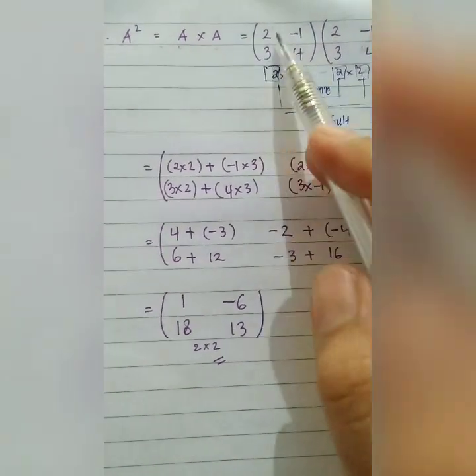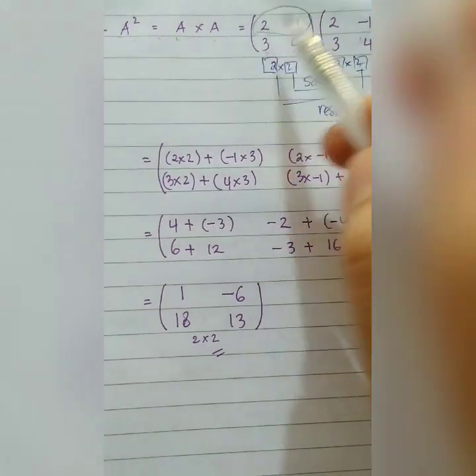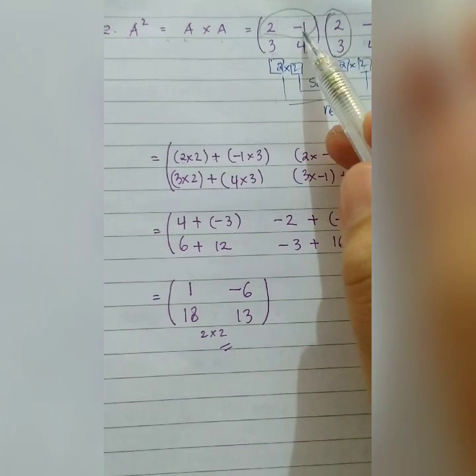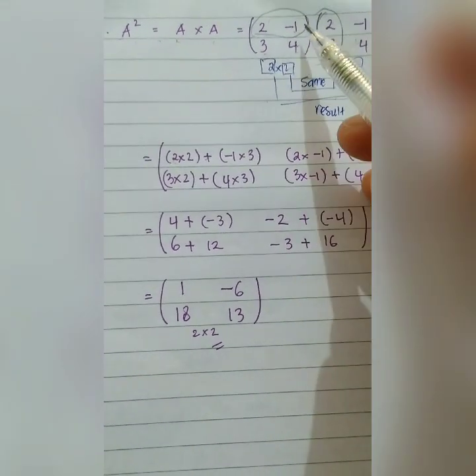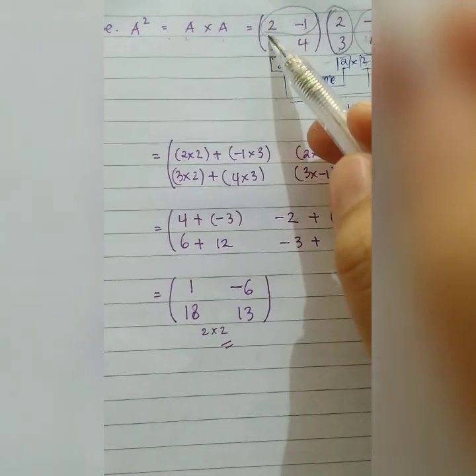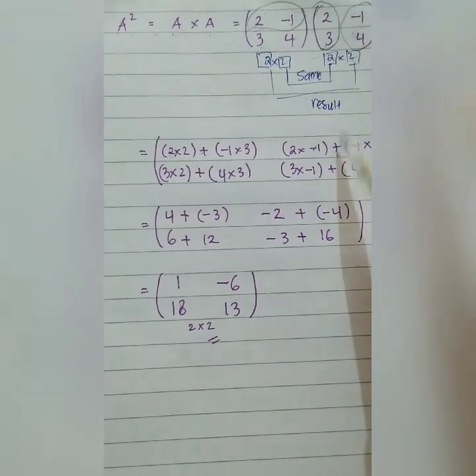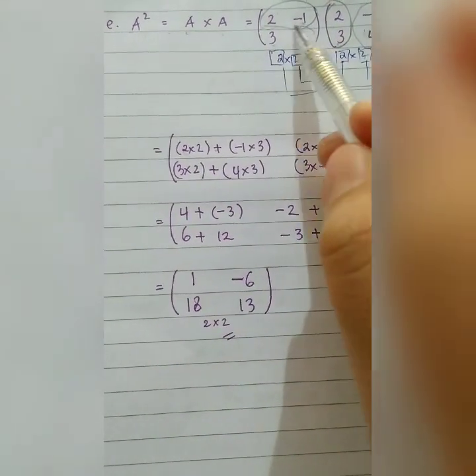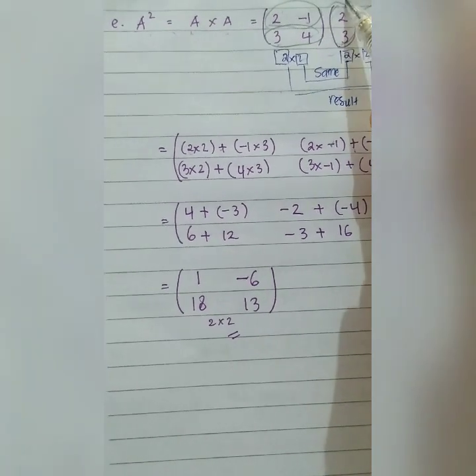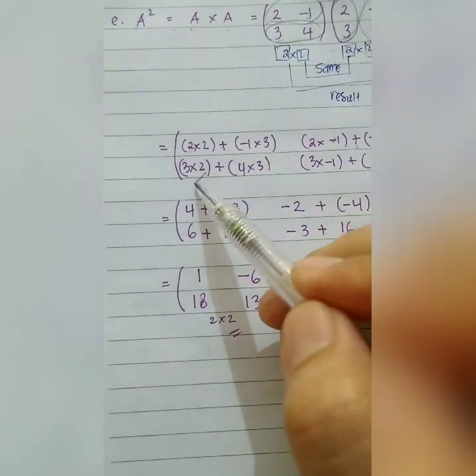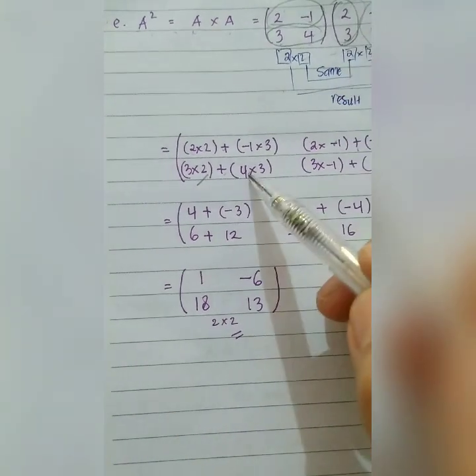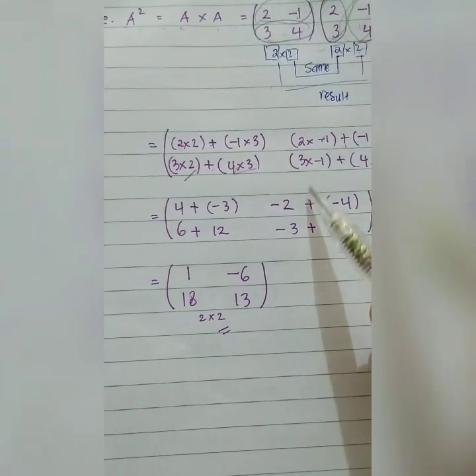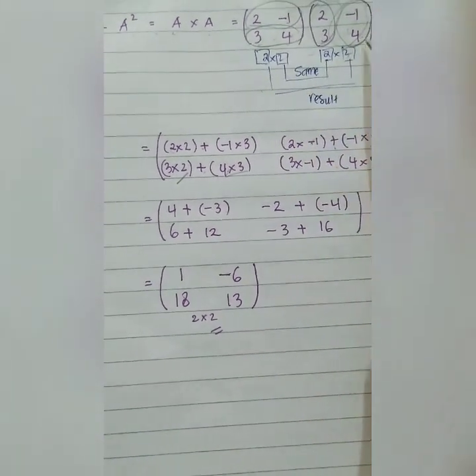So now let us calculate it. 2 times 2 here plus negative 1 times 3 here. And then this one to the second column: 2 times negative 1 plus negative 1 times 4 here. Then second row to first column: 3 times 2 here plus 4 times 3 here. Then this one to the second one: 3 times negative 1 here plus 4 times 4 here.